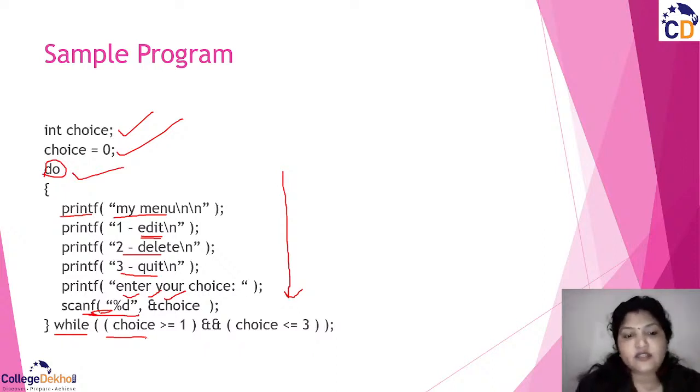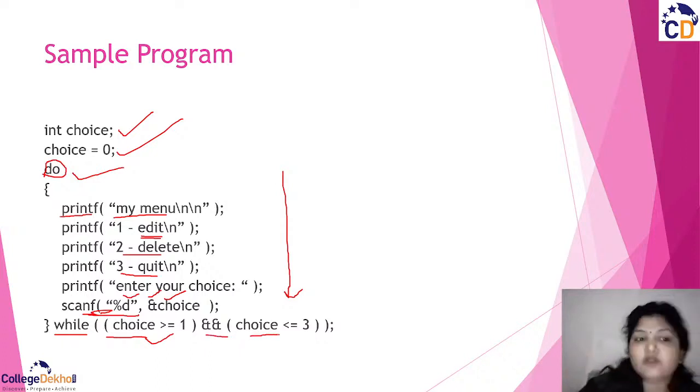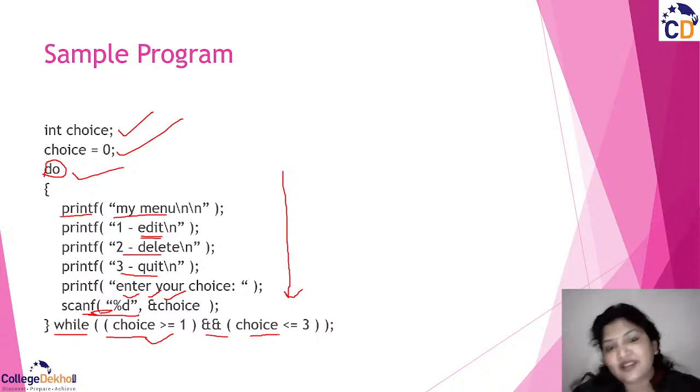So now it checks the condition: choice is greater than or equal to 1, and the second condition is choice less than or equal to 3. Because we have taken only three choices, 1, 2 and 3.